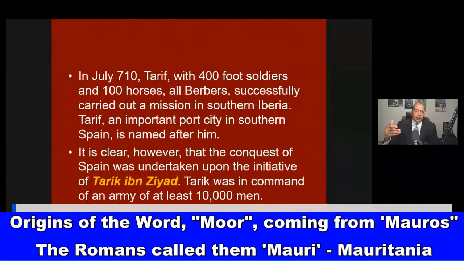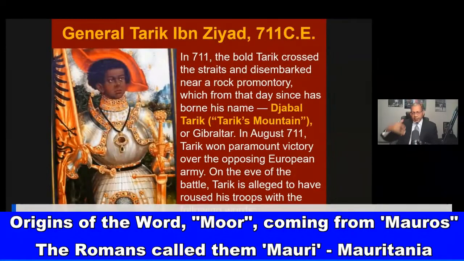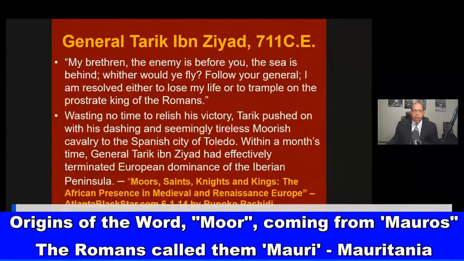In July 710, Tarif, with 400 foot soldiers and 100 horses, all Berbers, successfully carried out a mission in southern Iberia. That was the reconnaissance mission, to get the lay of the land and see what's going on. Then Tariq goes in 711 AD. Tarif, an important city in southern Spain, is named after him. Then in 711 AD, Tariq ibn Ziyad goes in also, okay?